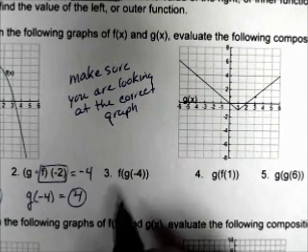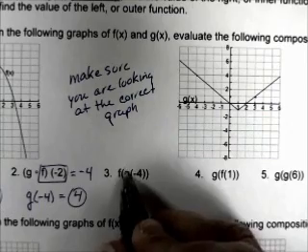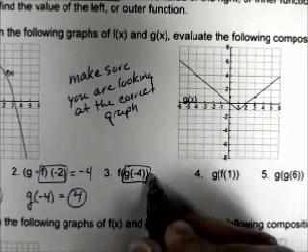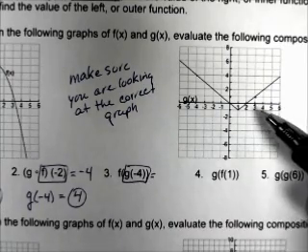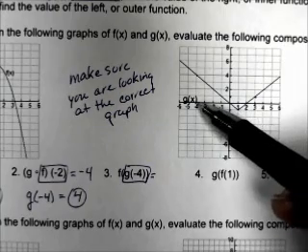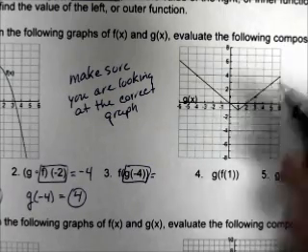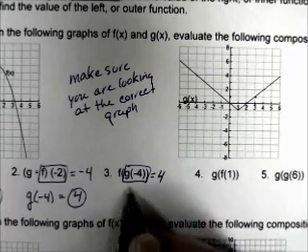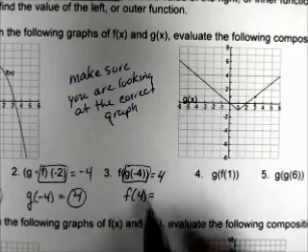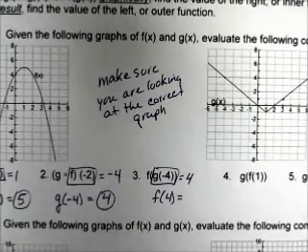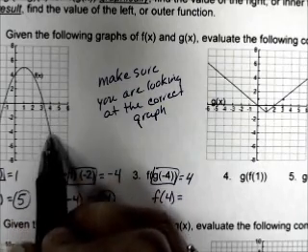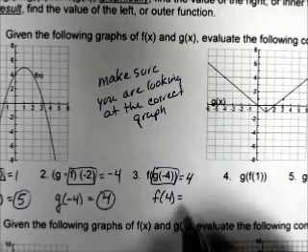Number 3, f of g of negative 4, okay? G of negative 4 first. Negative 4, y value of 4. Now f of that, f of 4. F of 4 on the graph, here we are at negative 4.